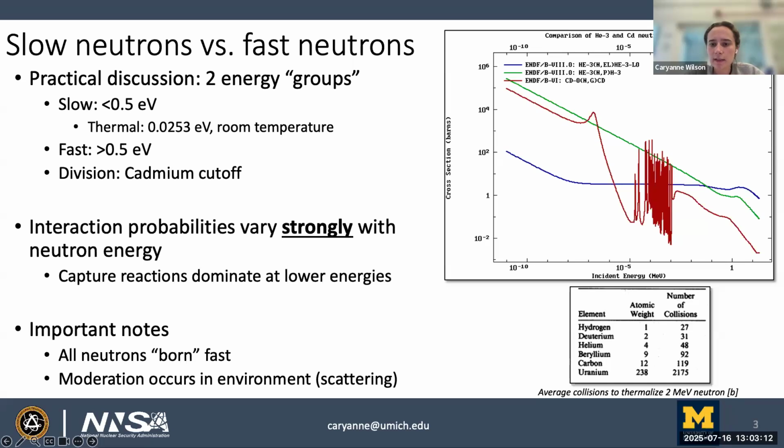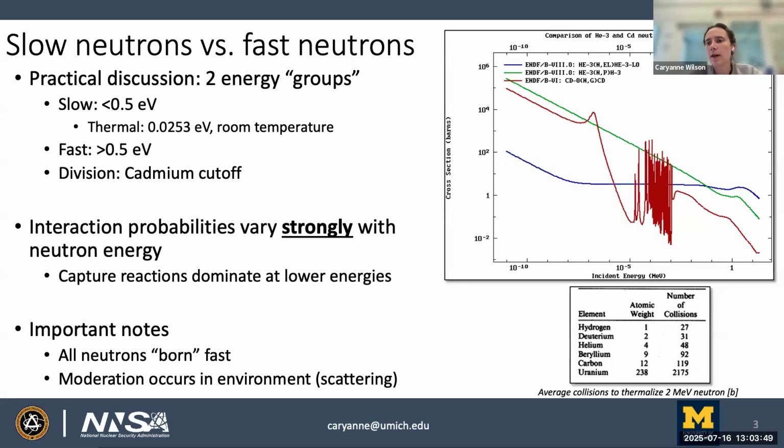All neutrons are born fast. The average fission neutron for uranium-235 is born at approximately 2 MeV. Then the neutrons will be moderated in the environment. The average number of scatters on a specific element to thermalize a 2 MeV neutron is shown here. If the nucleus the neutron scatters off of has a lower atomic weight, the neutron can deposit more energy onto that nucleus, so it takes fewer collisions to thermalize.